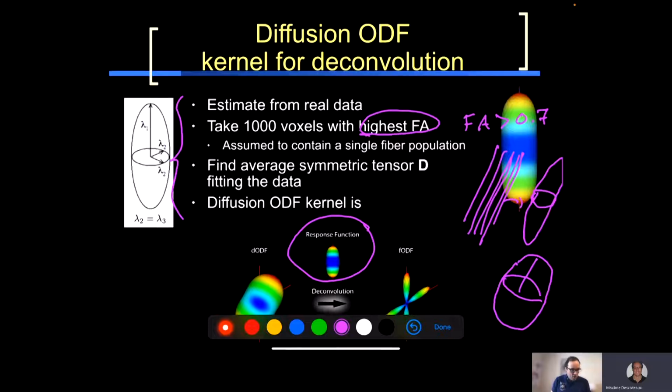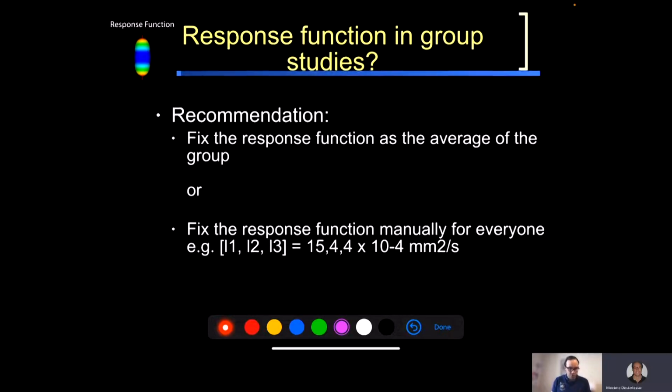But once you have this object, you can actually deconvolve. So my recommendation to you is to either fix it with a good a priori knowledge, either as the average of your group, or just manually enter it and fix it in your solution based on literature. So this is possible, and of course you'll have control over these parameters when you use spherical deconvolution in DIPY.